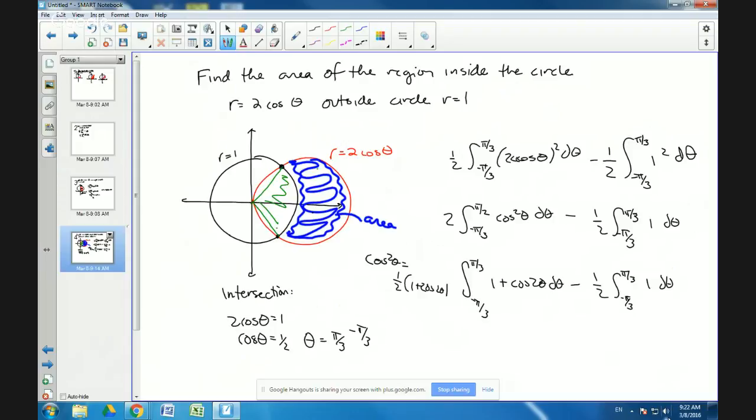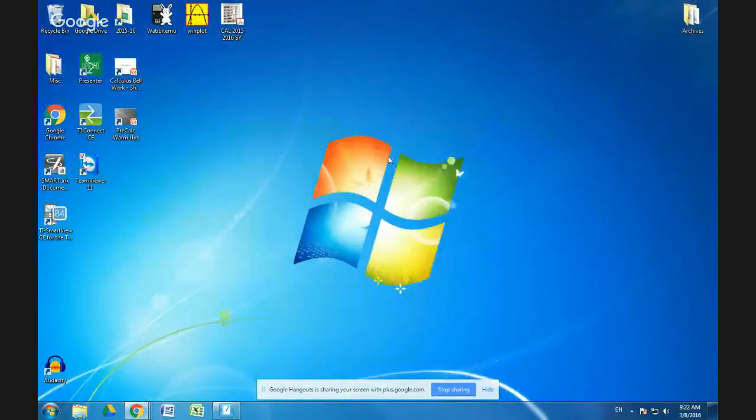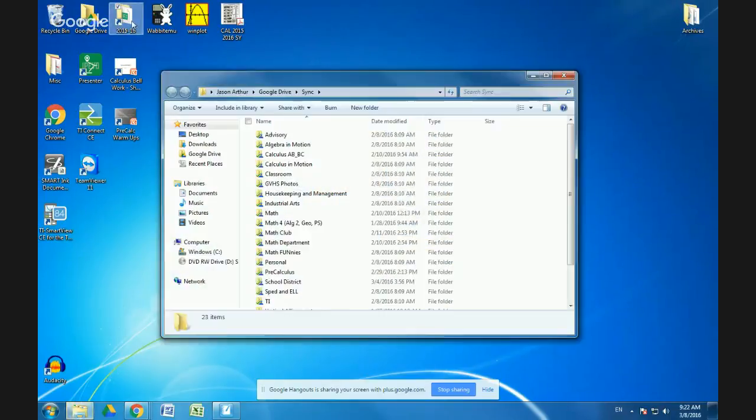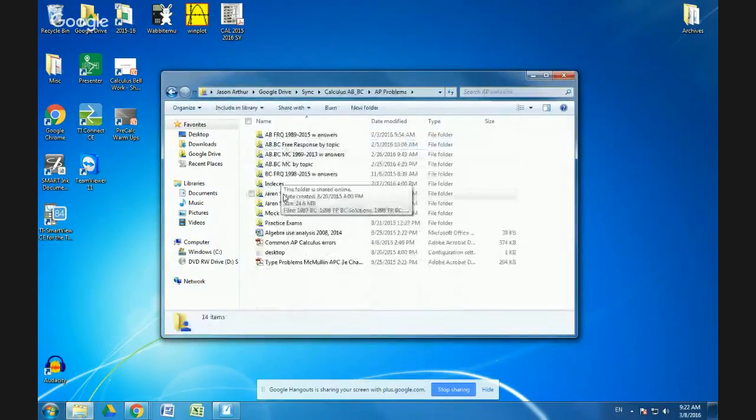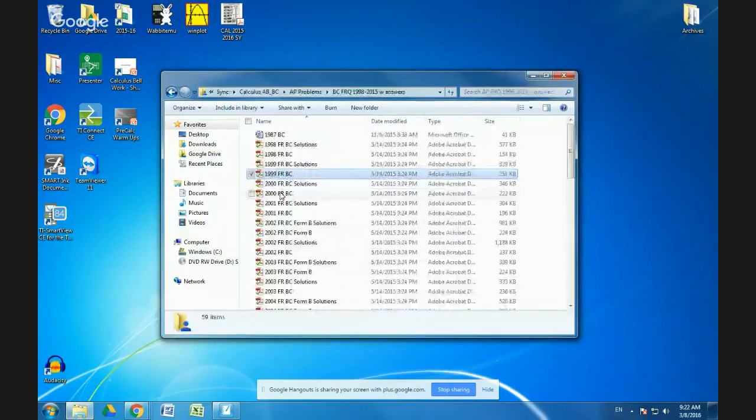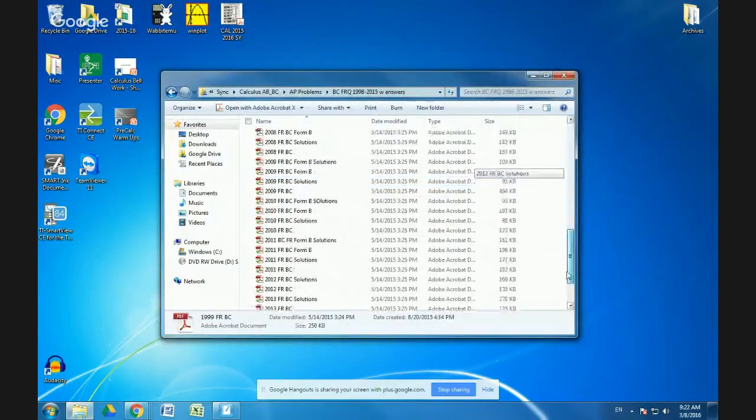I'm worried about the trig identities. I've never seen one where you needed it, and I've looked through a lot of years now. We could probably look through some exams, let's do that, just to kind of get your minds around it.